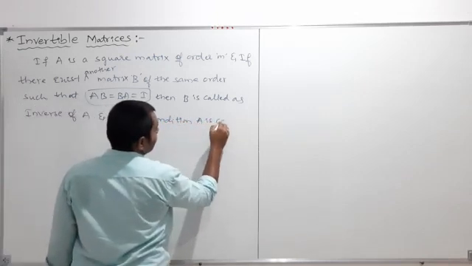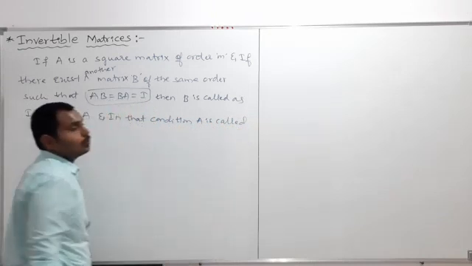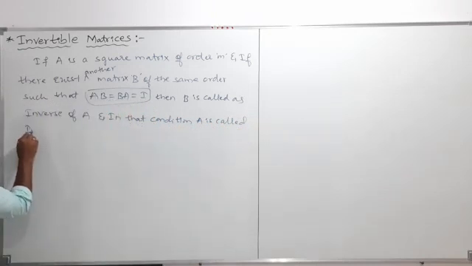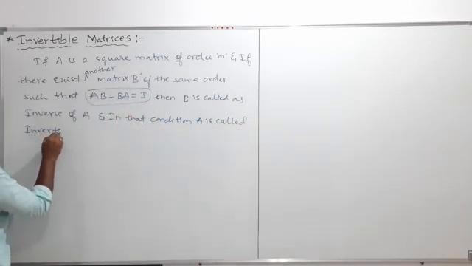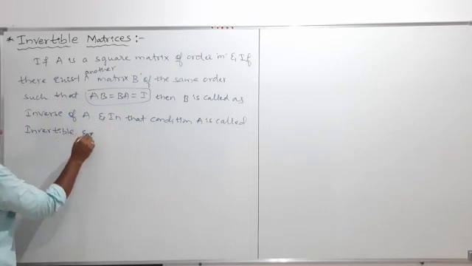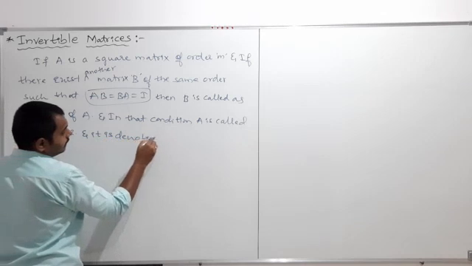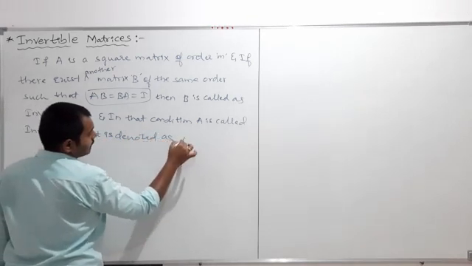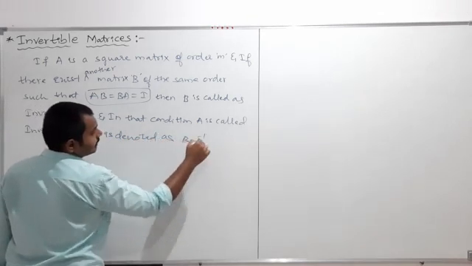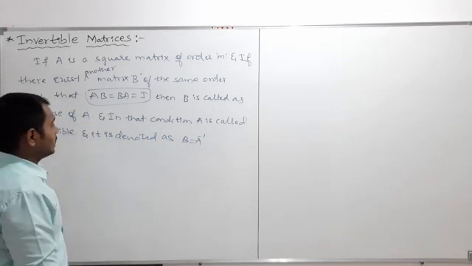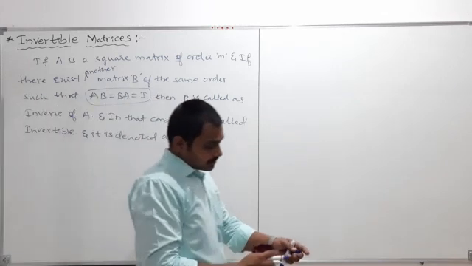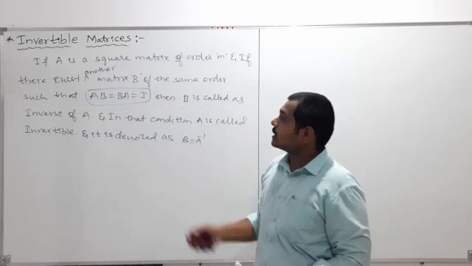And in that condition, A is called invertible, and it is denoted as B is equal to A inverse. Clear, my dear students? So what is the definition of A invertible?